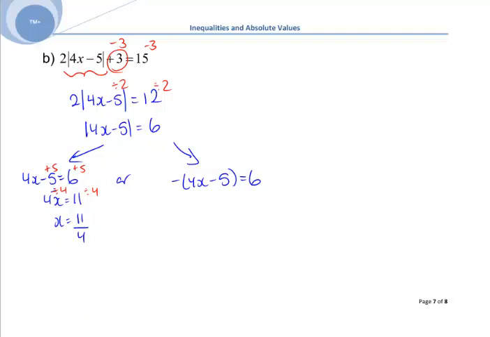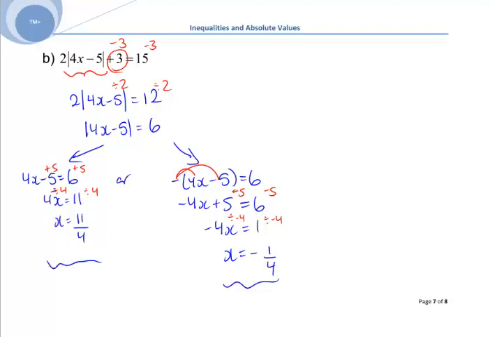On the other side, negative times 4x, negative times negative 5 is plus 5. So negative 4x plus 5 equals 6. Isolating the x, I need to get rid of that plus 5, so I'm going to take 5 from both sides. So I have negative 4x equals 1. Divide both sides by negative 4. So x is negative 1/4. And again, you can check your solutions, and that is outlined in the textbook if you want to have a look.